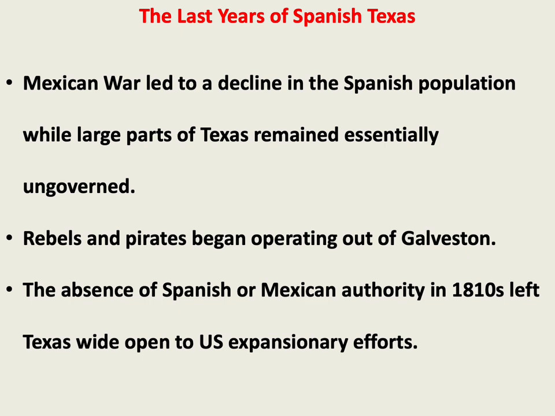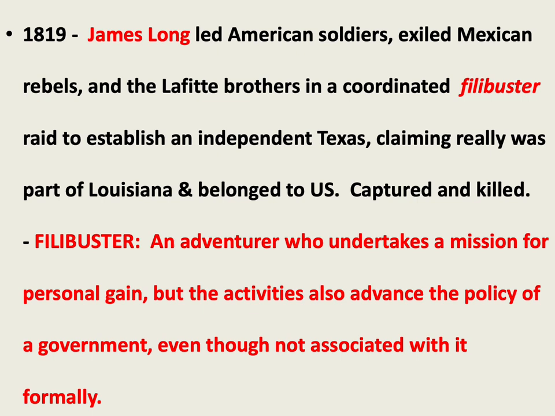And we're almost here at the end. In 1819, James Long, and you can read a little more detail about this in the textbook, led a group of American soldiers, Mexican rebels who had been exiled from Mexico, and the Lafitte brothers, and they had a raid. They went into Texas and raided it to establish an independent Texas.